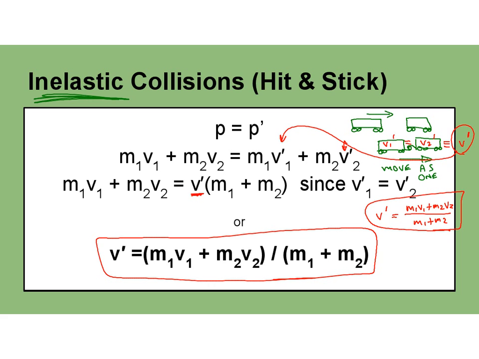Let's do one of those real quick. And right here, let's say we have a ball of clay. So here's mass 1. And if we let that be 3 kilograms, and it's moving to the right at 6 meters per second, like that. I've got another ball of clay over here. We'll let that one have a mass of 2 kilograms. And its velocity, let's say this one's moving to the left at 2 meters per second.